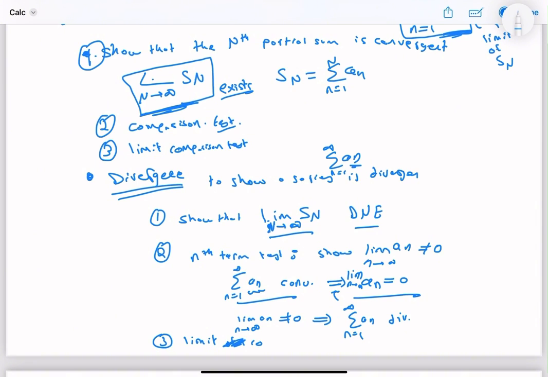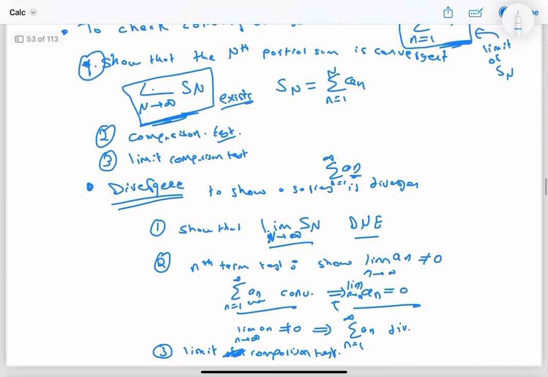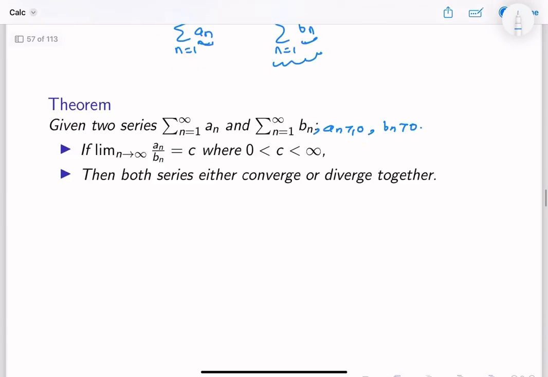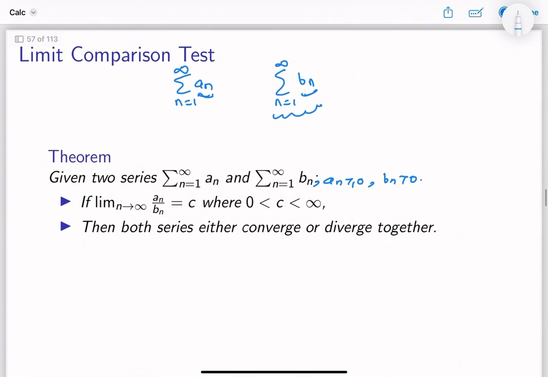The limit comparison test. Okay, so now that we've motivated what we're going to talk about, let's talk about the limit comparison test. Here's what it says.